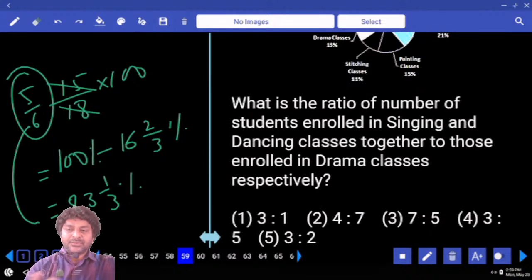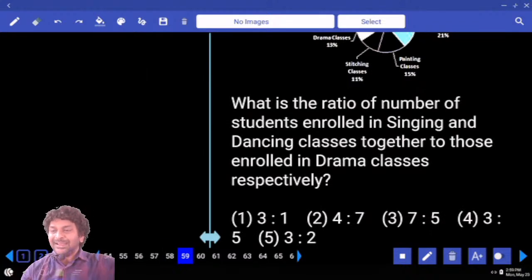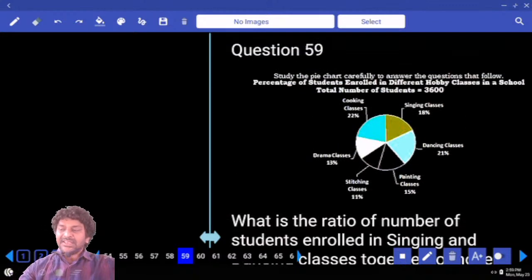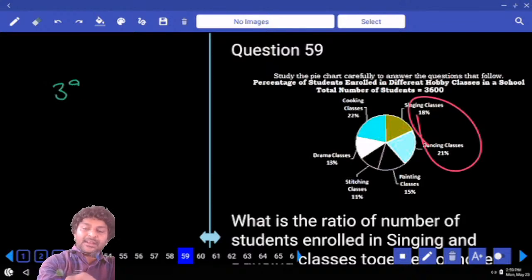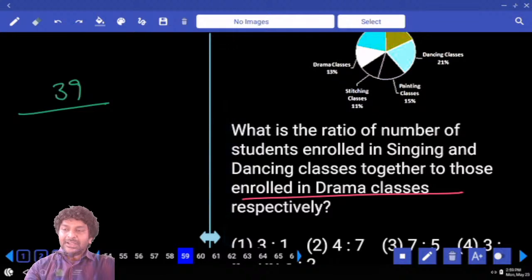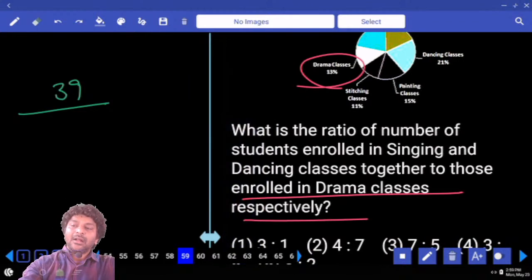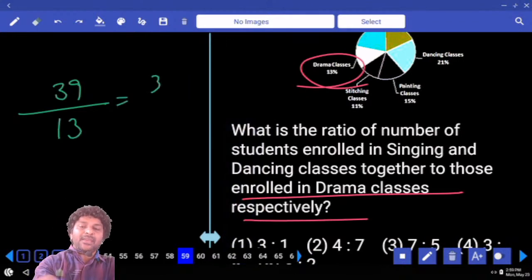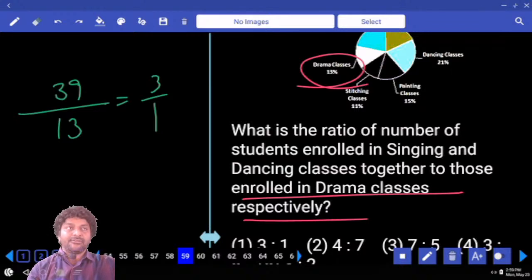What is the ratio of number of students enrolled in singing and dancing classes together? Singing and dancing. Singing, dancing, 39. Ratio A is to B or A by B, to those enrolled in drama classes. Drama, 13. So 3 by 1. Ratio 3 is to 1. First option.